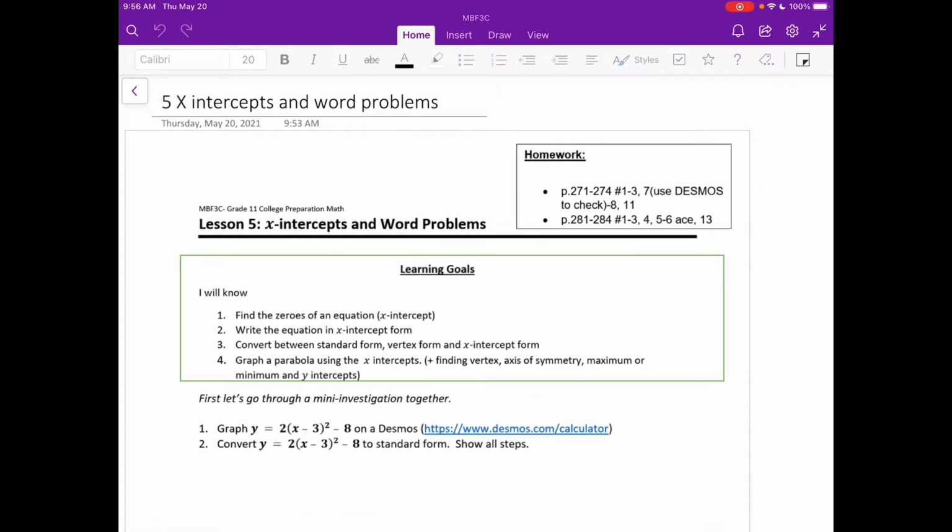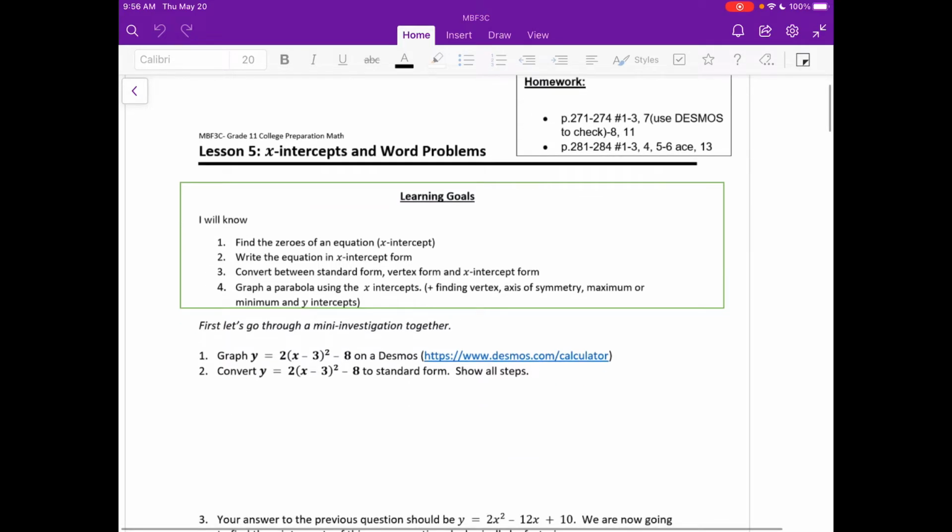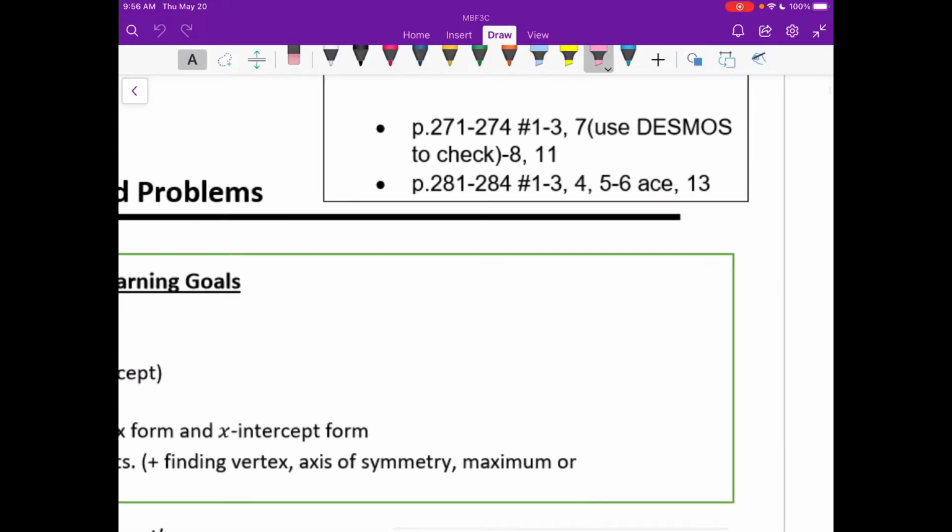Hi class, so today we're going to be going through lesson 5, which is x-intercepts and word problems. Less word problems, more solving equations. So your homework for this lesson is posted right here. I'll post the textbook pages on Google Classroom. It's going to be page 271 to 274.